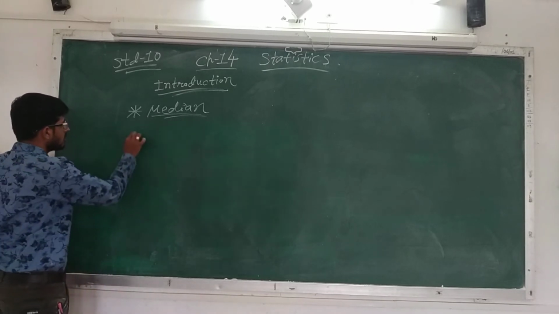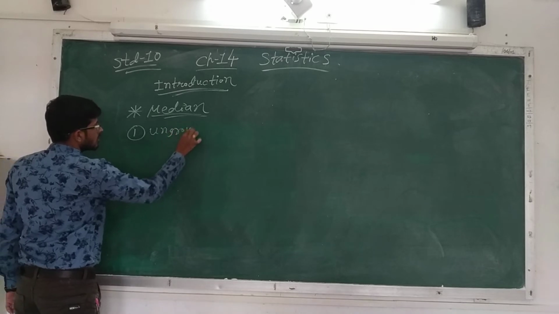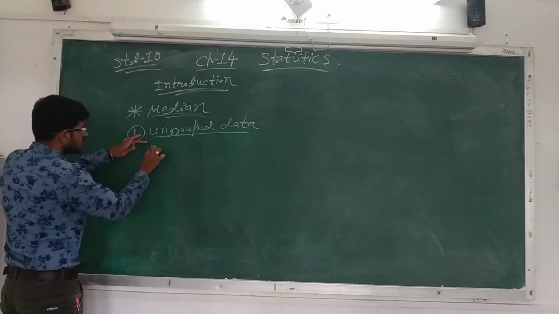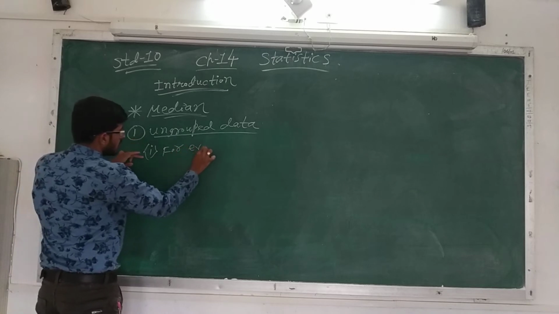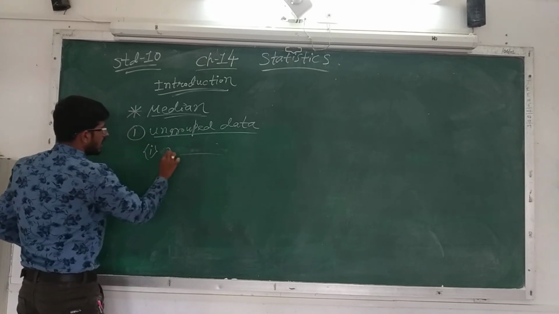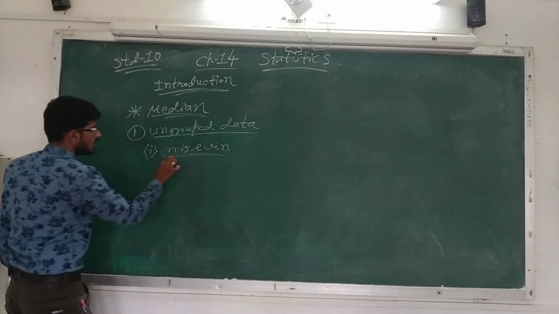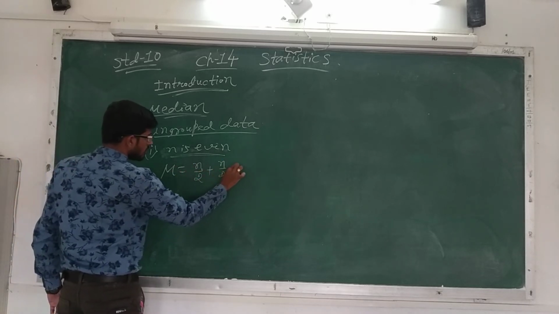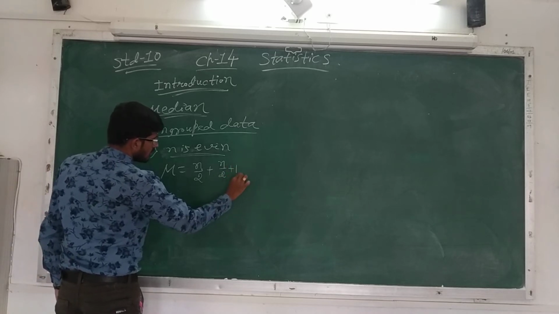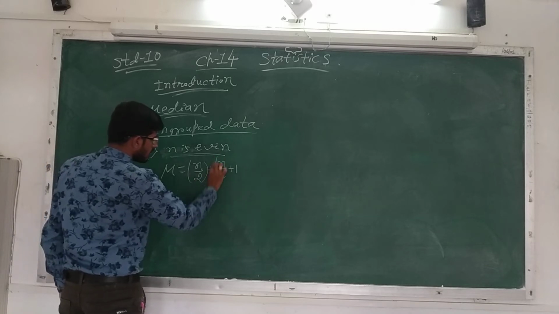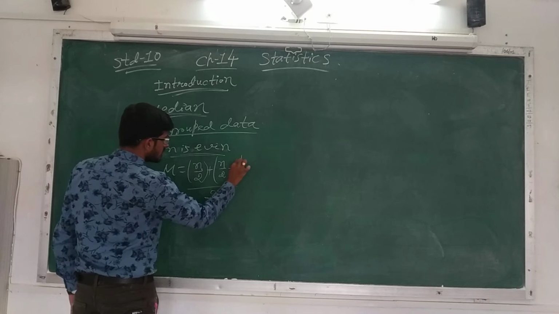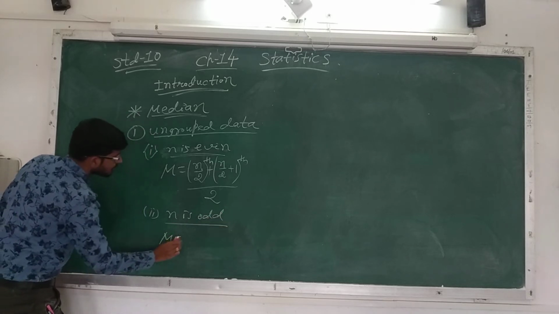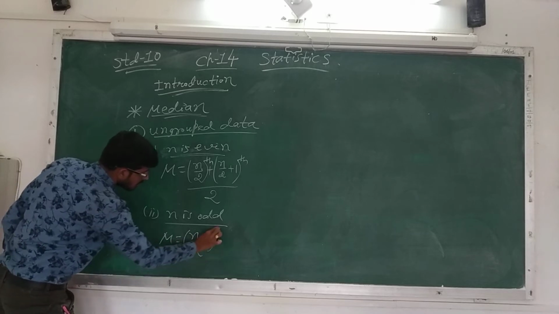Next, median. My first one is for ungrouped data. There will be two types of ungrouped data. First is for n even. So median is equal to the n by 2 observation plus the n by 2 plus 1 observation, whole divided by 2. Second, n is odd. So median is equal to the n plus 1 divided by 2 observation.